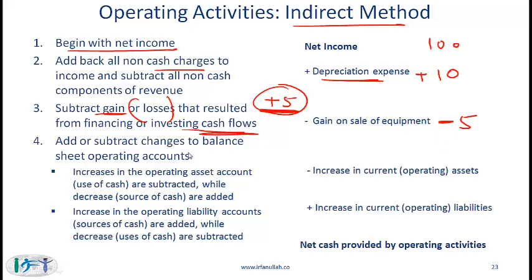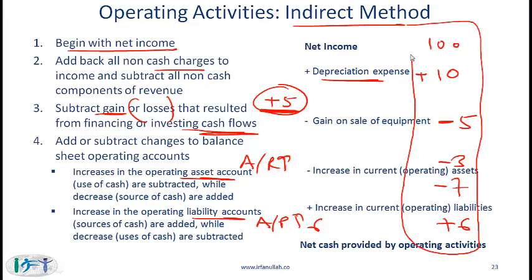Then you add or subtract changes to balance sheet operating accounts. And we have discussed this before. Any increases in operating asset accounts, such as accounts receivable going up, is a use of cash. So that would be a minus. So if accounts receivable is going up by 3, then we would subtract 3. If inventory has gone up by 7, then we would subtract 7. Then we deal with increases in operating liability accounts. So if accounts payable is going up by 6, we would add 6 over here.